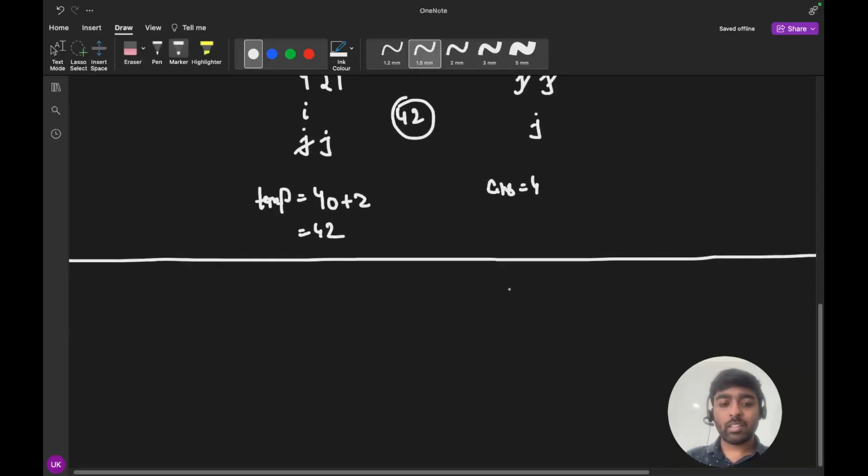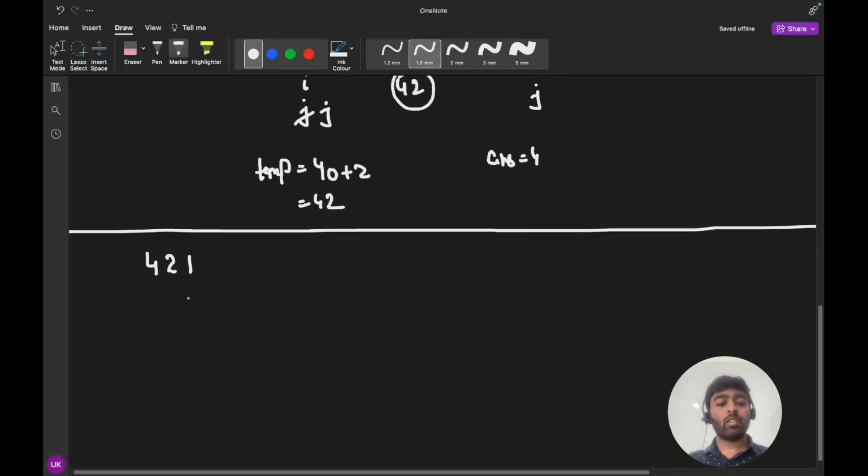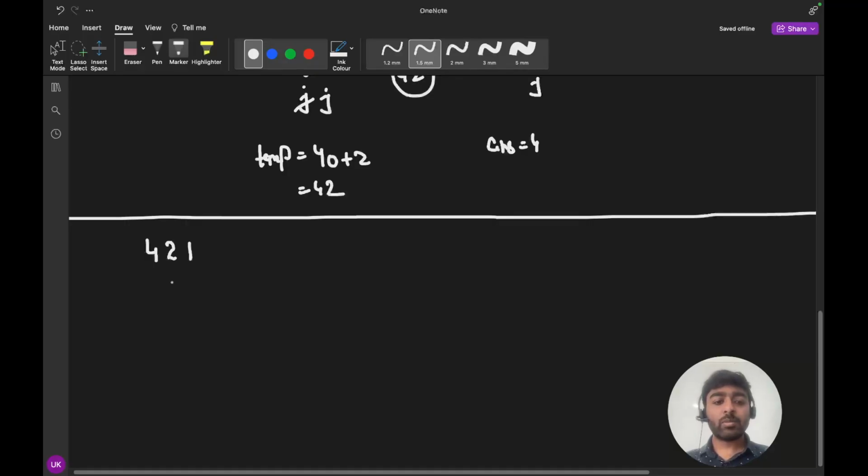We have the number as 4, 2, 1. Since we are finding all the substrings and adding them, and in all the substrings we have the numbers from this 4, 2 or 1. Okay, so if I am able to calculate the contribution of each of these individual numbers, then we can do it in O of n time.